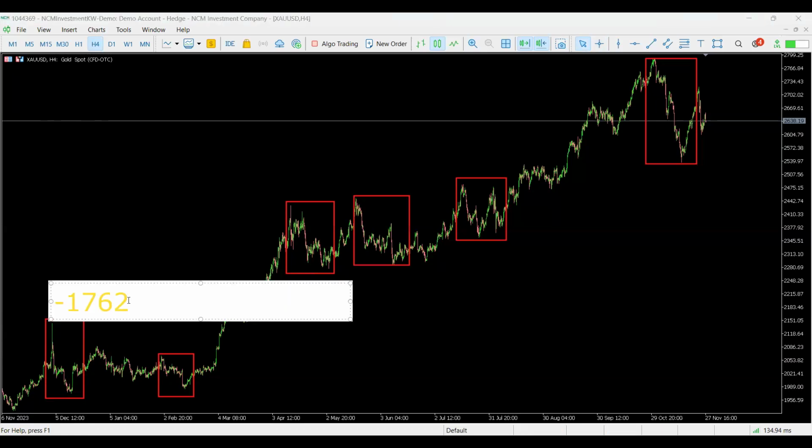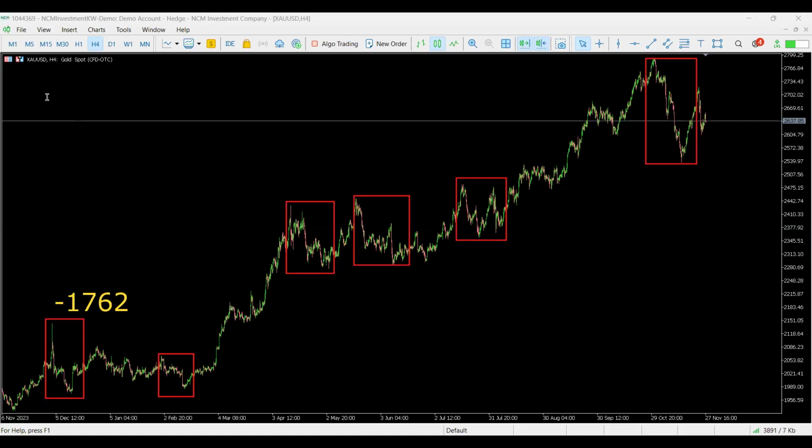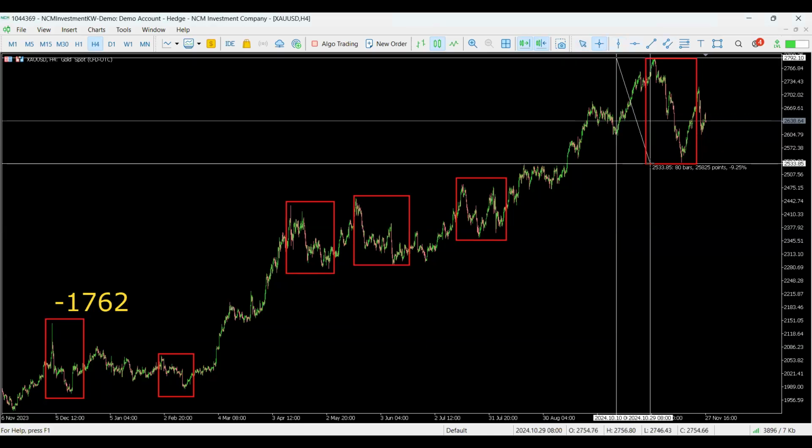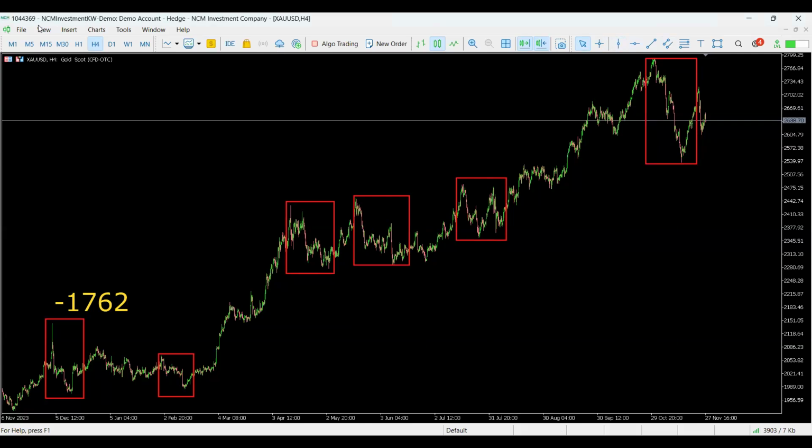Minus 1762. I'm going to shrink the size of the font a bit. Can't find the tool. Anyway, this is 1,762. Let's go for this crash. How big was this crash? Let's calculate it. This is the biggest one, 2,582. So I'm going to write it here: minus 2,582. This one was the biggest crash.